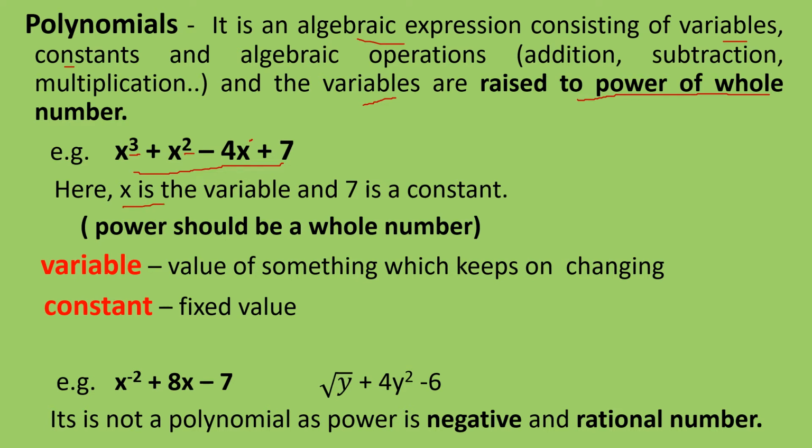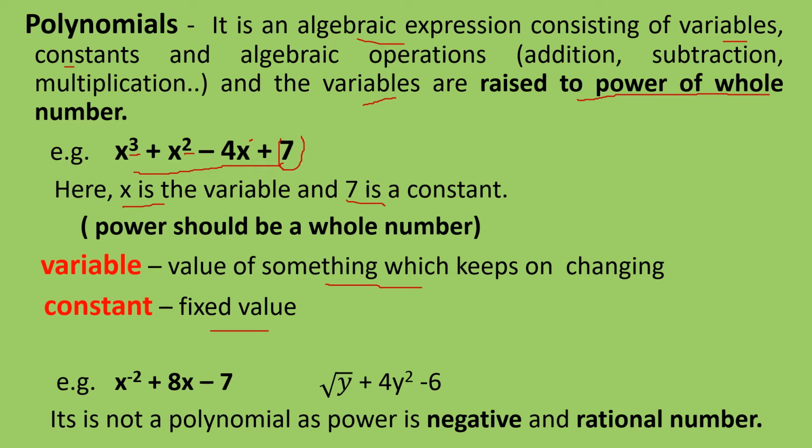So x is the variable and 7 is a constant. Now we know the meaning of variables and constants. A variable means the value of something which keeps on changing. In this polynomial I can put x equals 1, x equals 2, x equals 10. So the value of x we can change. But 7 is a constant, we cannot change it. So it has a fixed value.